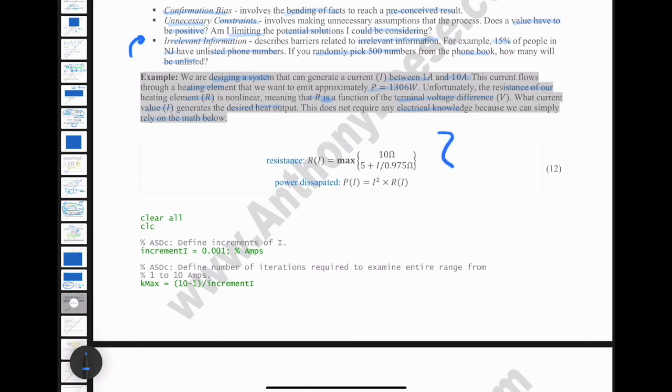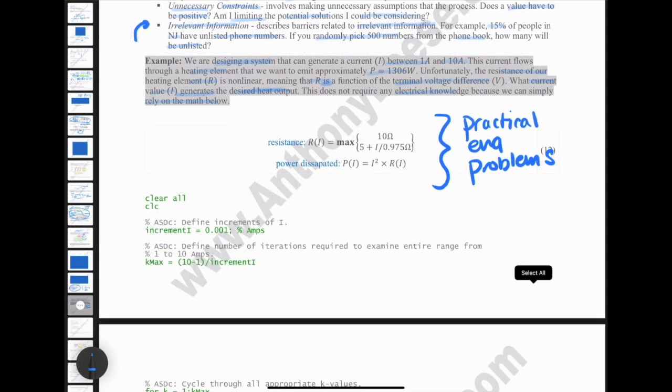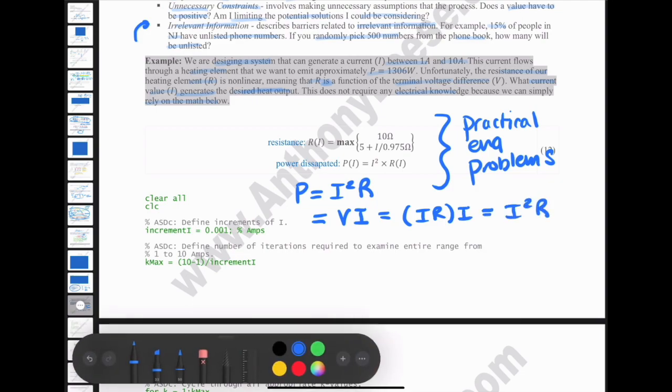This does not require any electrical knowledge because we can simply rely on the math below. This is very similar to what we saw in the practical engineering problems section. Again, I want you to focus on learning how to think like an engineer, not just how to solve circuits. So let's take a look at these two equations. The first one is P equals I squared R. This is derived from P equals VI. We can replace the V with IR, which then gives us I squared R. So that's where that comes from.